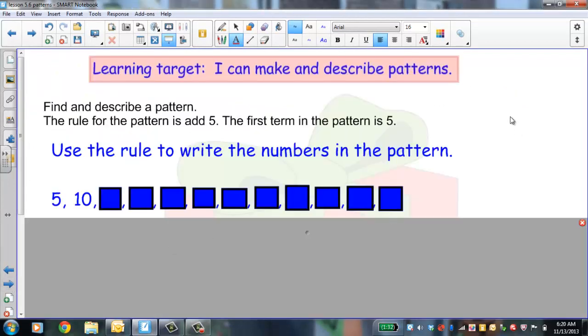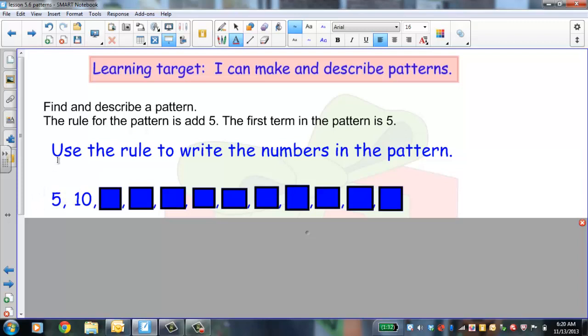First of all, a lot of times you're going to see this kind of direction. Find and describe a pattern. Now this type of problem, they already give you the rule. The rule for the pattern is add 5, and the first term in the pattern is 5. When they say first term, they're talking about the very first number here in the pattern. So in this case, it's 5.